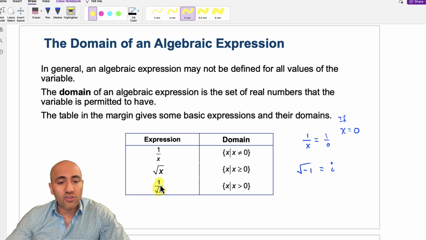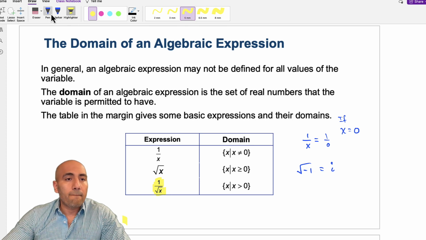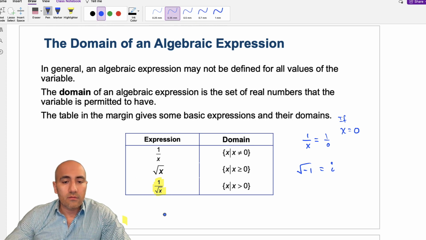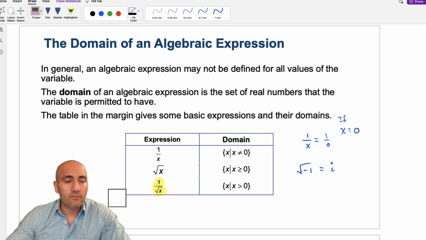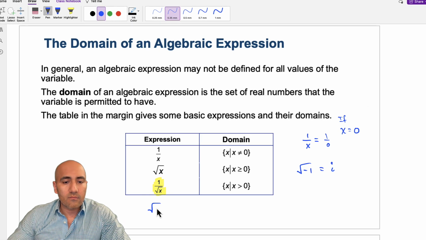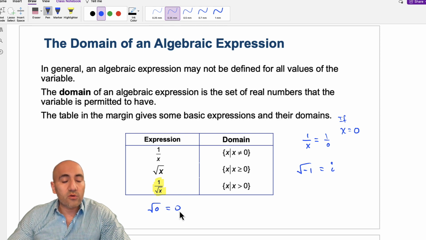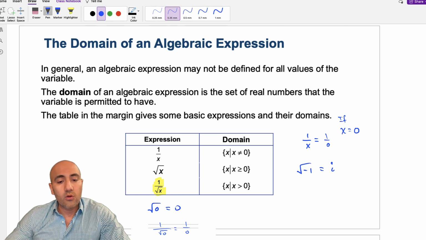So in terms of the fraction, we know we're not allowed to divide by 0, and I know that if x equals 0, then we have the square root of 0, which is 0, right? The square root of 0 equals 0. So in terms of the root, 0 is okay. There's nothing wrong with 0. However, when we have 1 over the square root of 0, well, this leads to 1 over 0, which is not allowed. Okay, so because of the fraction, x equals 0 is not allowed.